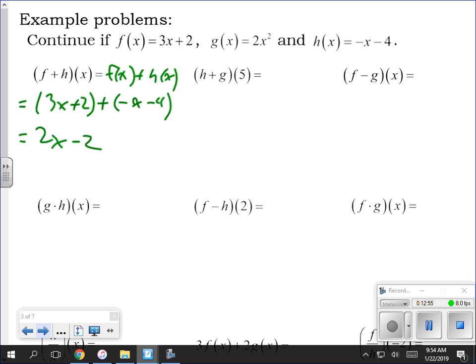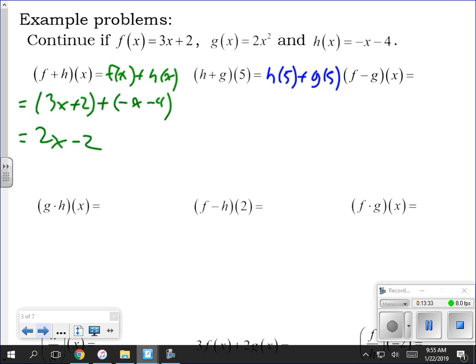Now, the next one's a little trickier, or can be. It depends upon how you look at it. Doesn't matter. H plus g of 5 is h of 5 plus g of 5. I have choices. I can combine h and g together first, and then plug in 5. Figure out what h plus g of x is, and then plug in 5. Sometimes it's better to do that. Sometimes just go ahead and figure out what h of 5 is and g of 5 and add them together.